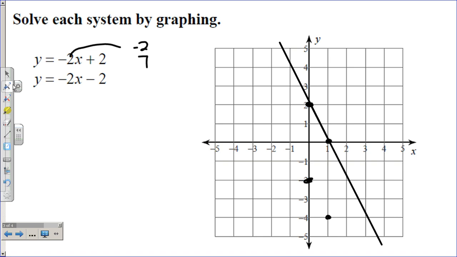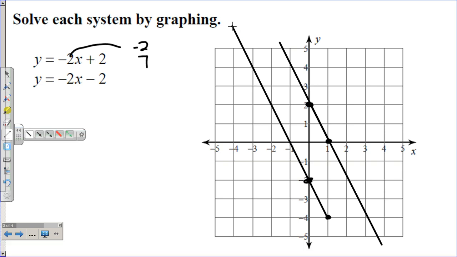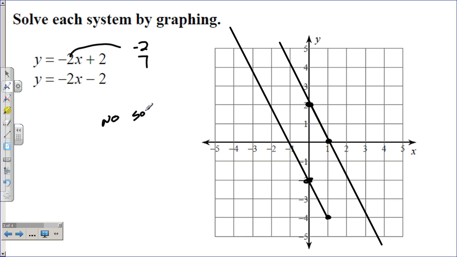Look at this one. So for this one, when I plot them, look what's happening. These lines will never touch. So there's going to be no solution. I hope you can see that anytime you have the same slope, the lines will not touch, and therefore there will be no solution. Okay?